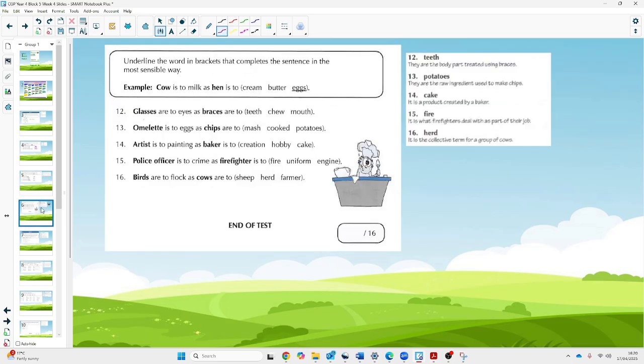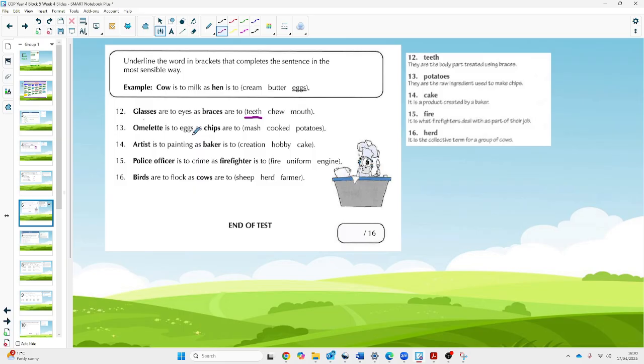Moving on to some word analogies. In this one we need to underline the word in brackets that completes the sentence in the most sensible way. So once we've established a link between the first set of words, we can then apply it to the third and the fourth. So cow is to milk, we obviously get milk from cows, and then as hen is to, what do we get from hens? They lay eggs. So glasses are to eyes, glasses obviously go over your eyes, as braces go over your teeth. So again, just checking the other options, chew and mouth, no, that doesn't work. Braces need to go over your teeth.